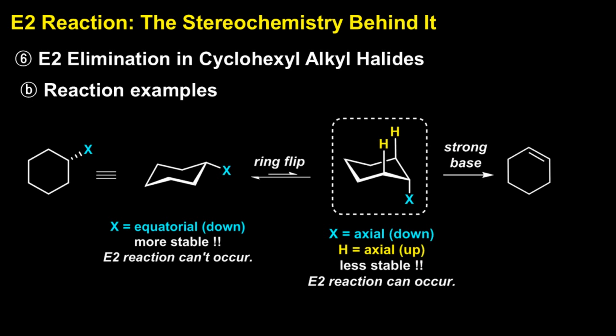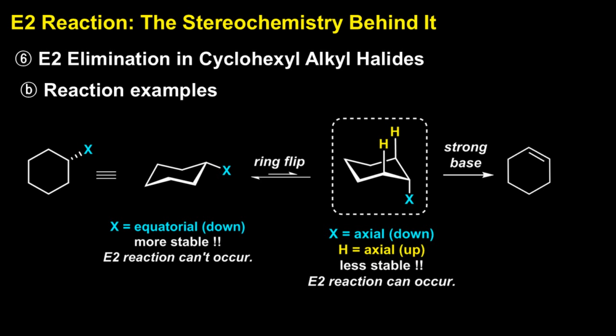Here, the halogen, let's call it X, starts off in the equatorial position, which is more stable. But in this conformation, E2 can't happen because X isn't axial. Now, if the ring flips, the leaving group moves into the axial position. And once that happens, it lines up perfectly with an axial beta hydrogen on the opposite side. That gives us the trans-diaxial conformation we need. And now, E2 can proceed smoothly.